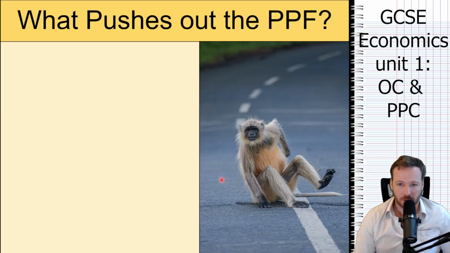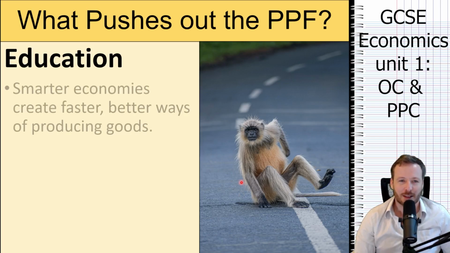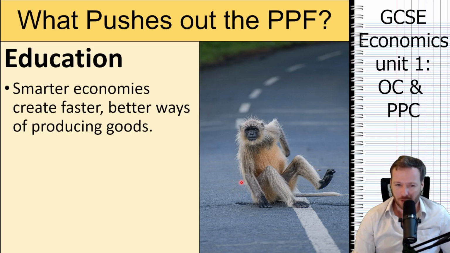Next, education. According to some theorists, a couple of million years ago, that was us. Now look at us. So, smarter economies. If we can educate people, they will have a higher productivity per person, and then the economy will grow.